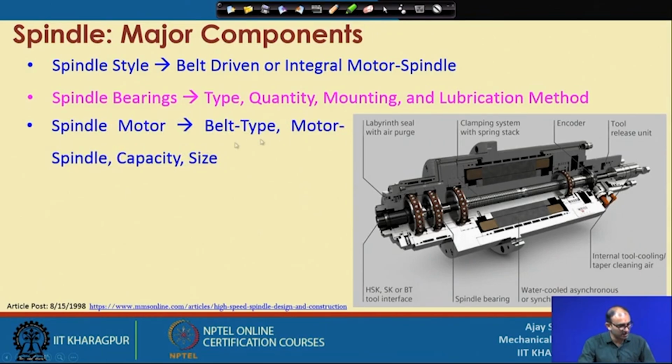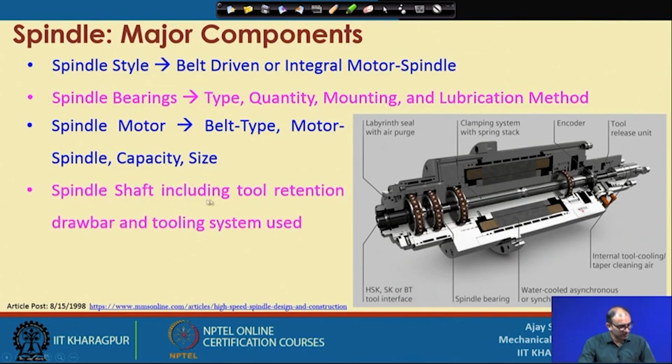Motor, obviously belt type or motor spindle type, the capacity and size are also important. Spindle shaft including the tool retention drawbar and the tooling system used. Many times what happens is that you have some type of manual removal and attachment of the cutting tool, but this drawbar mechanism will help you automate it, or you can actually plunge this tool and get this thing done very easily. So, that is the manual versus automatic tool attachment system.